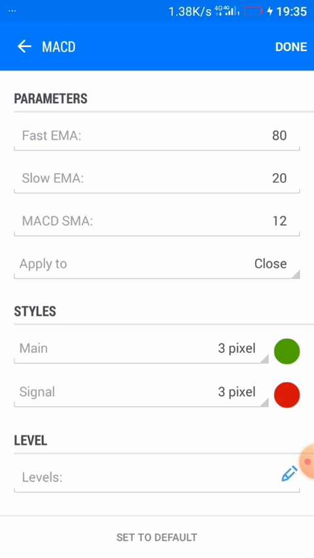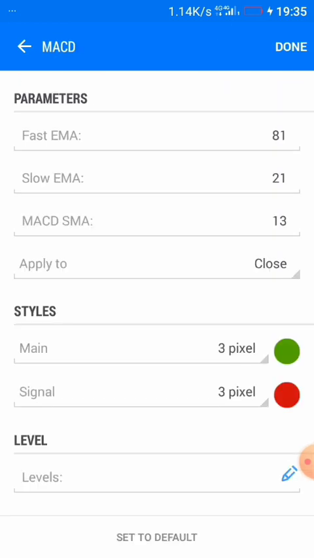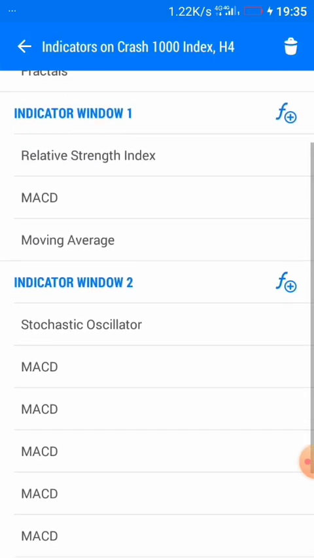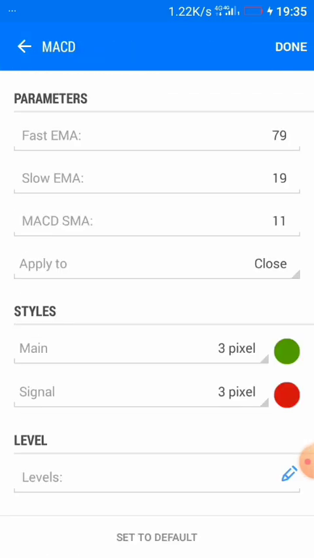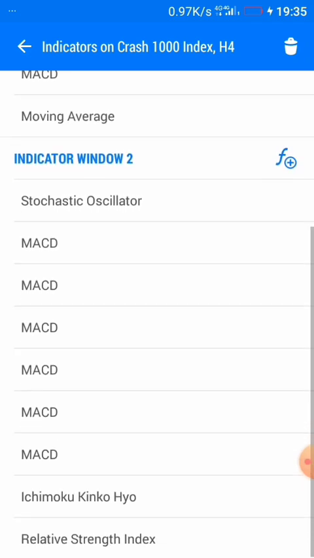Then you click done. Okay, then the second MACD. These are the parameters. Then you click done. Okay, the third MACD. These are the parameters, and then you click done. The fourth MACD.